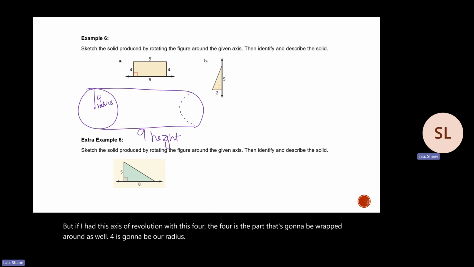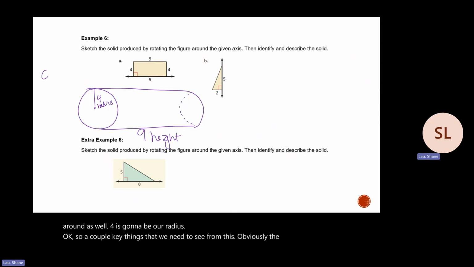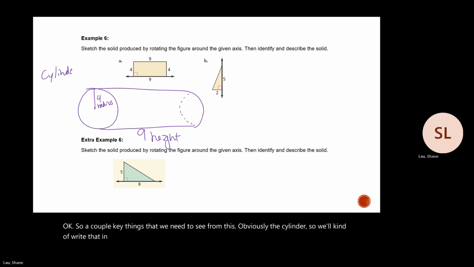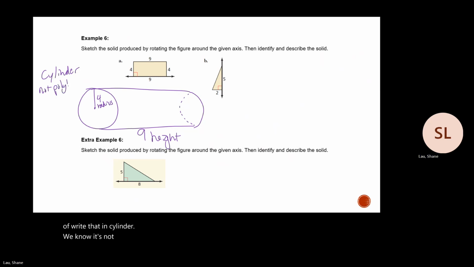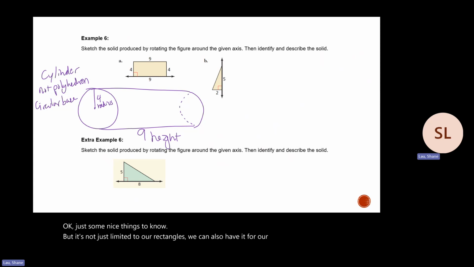Okay, so a couple key things that we need to see from this. Obviously, it's a cylinder, so we'll write that in, cylinder. We know it's not a polyhedron. And we know we have a circular base. Just some nice things to know. But it's not just limited to our rectangles. We can also have it for our triangles. And obviously you can make your own guesses as to what this is going to be.